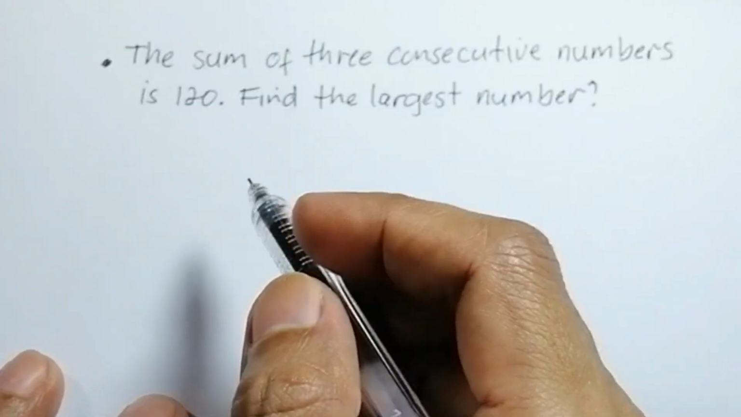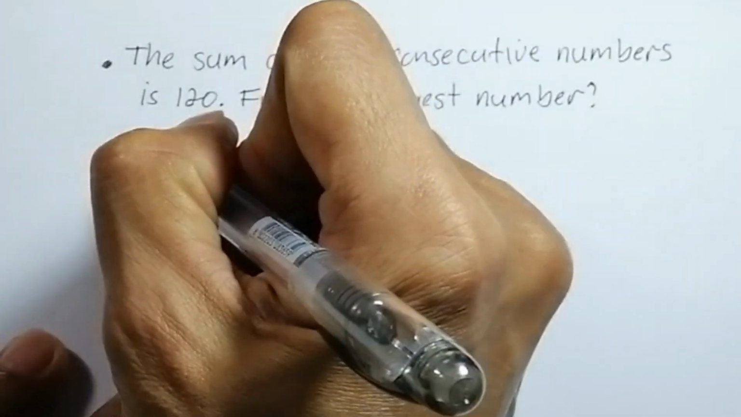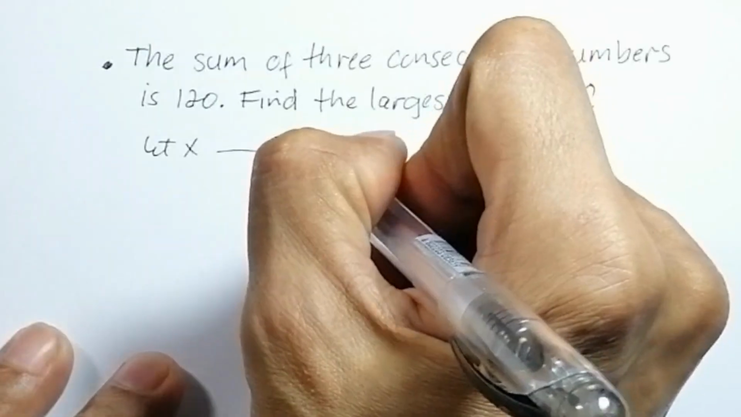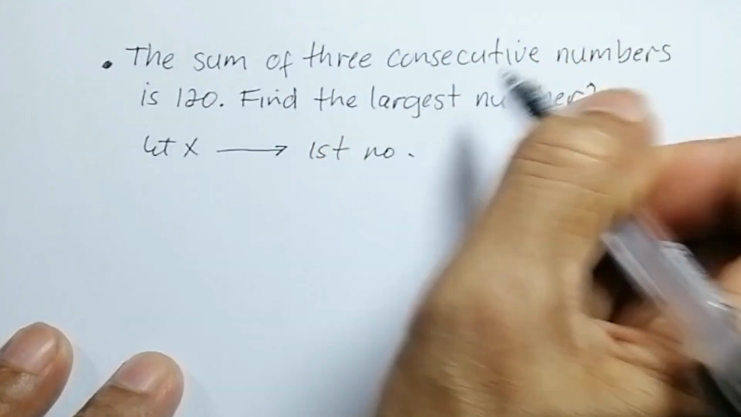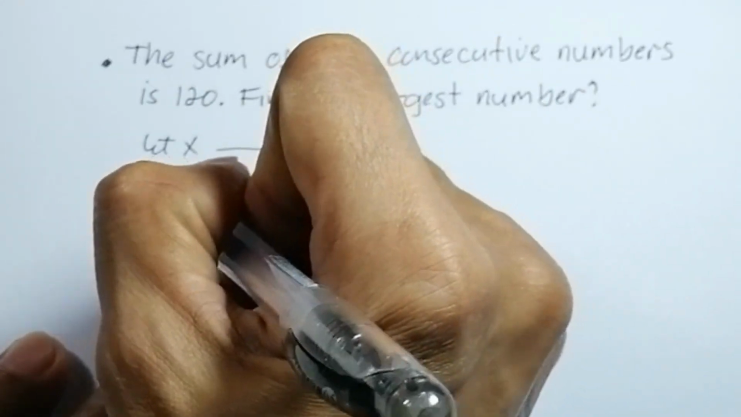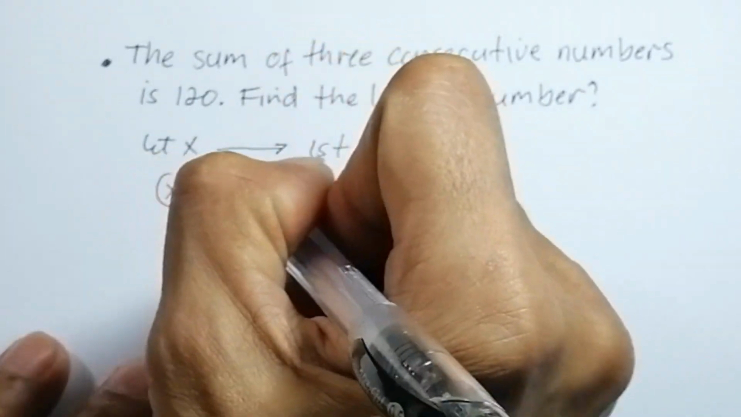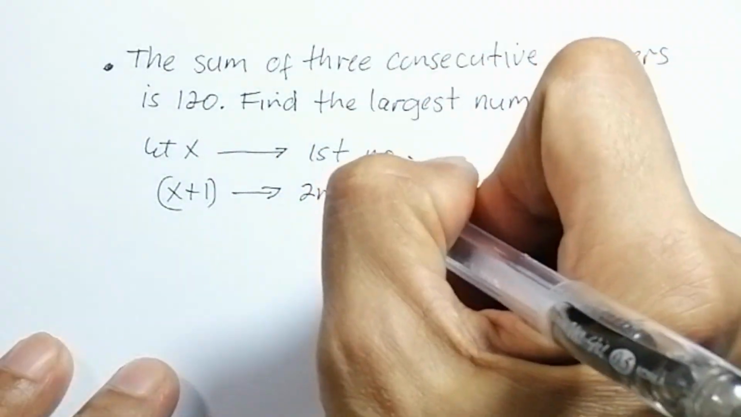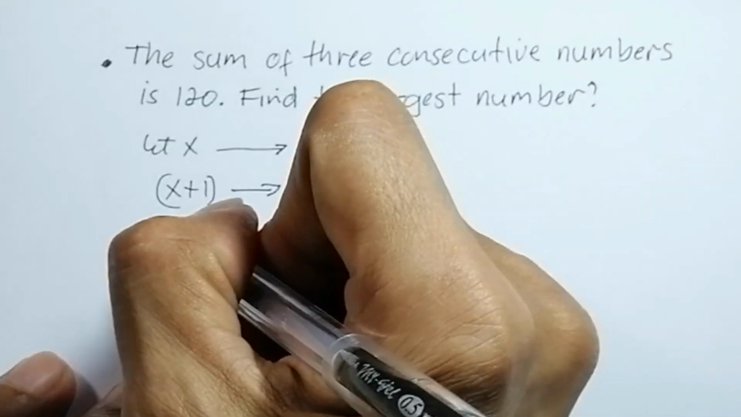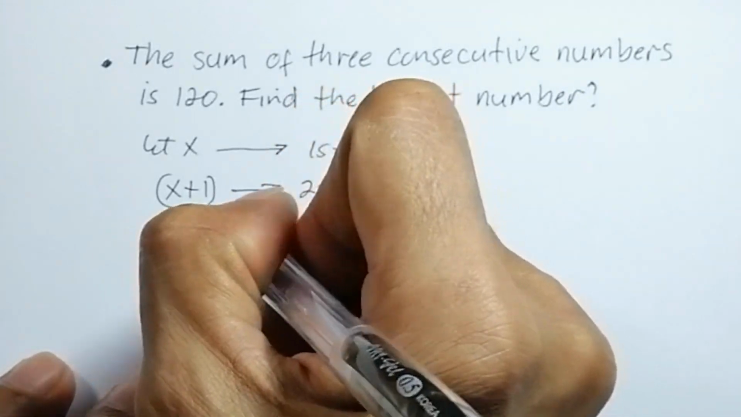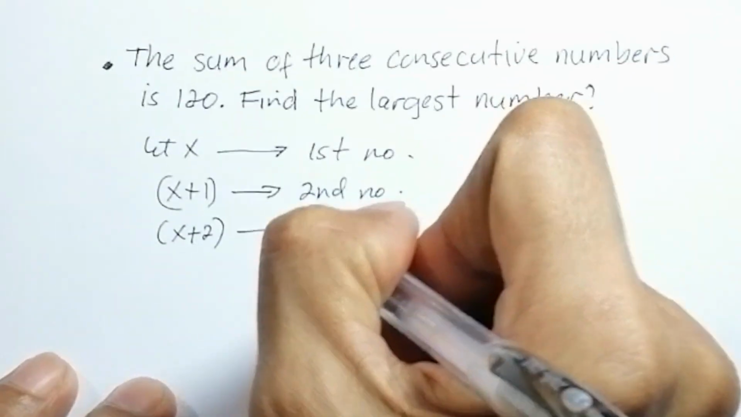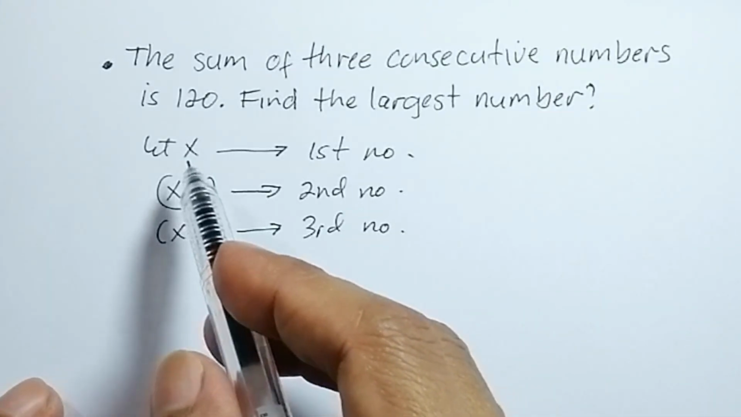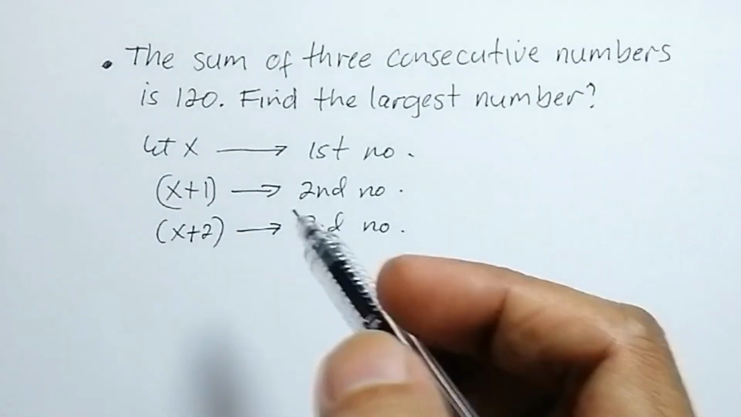Now, the first thing to do is we're going to assign, so let x be the first number. The second is x plus 1. This will be the second number. The third is x plus 2. Third number.